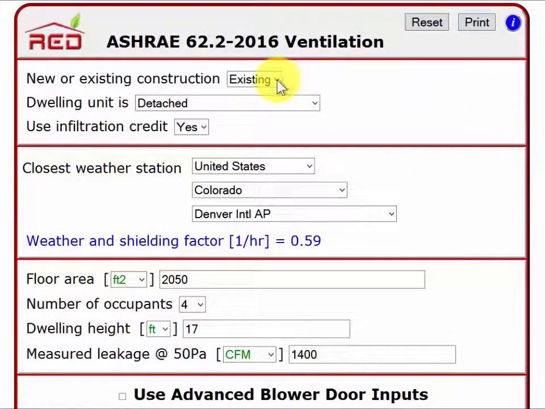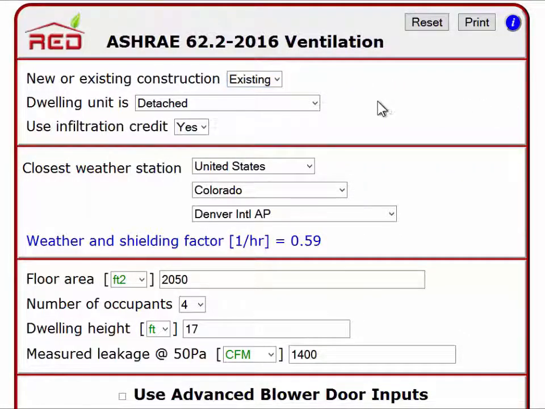First of all, the top section of the tool. The ASHRAE's 62.2 standard treats new and existing construction differently. You can see you have a choice here, new or existing. Parts of the tool will disappear when you choose one or the other. The example that I do will be for existing buildings.